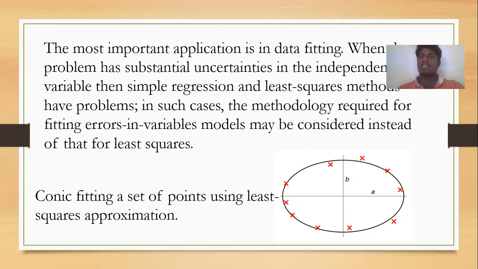We can see the diagram of how the conic fitting of a set of points was done using least squares. In the diagram, we are indicating the points with x, and we can see the x-axis with the a indication and the y-axis with the b indication. These are some examples for the least squares. And also with the least squares, we can calculate many problems, which we will see later.